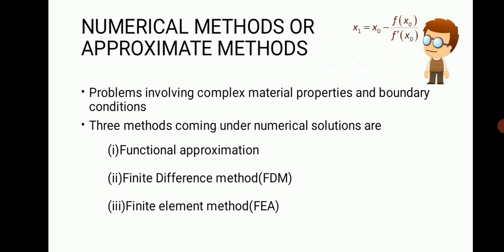Analytical solutions can be obtained only for certain simplified situations. For problems involving complex material properties and boundary conditions, the engineer prefers numerical methods that give approximate but acceptable solutions. The following three methods come under numerical solutions, that is functional approximation, finite difference method and finite element method.